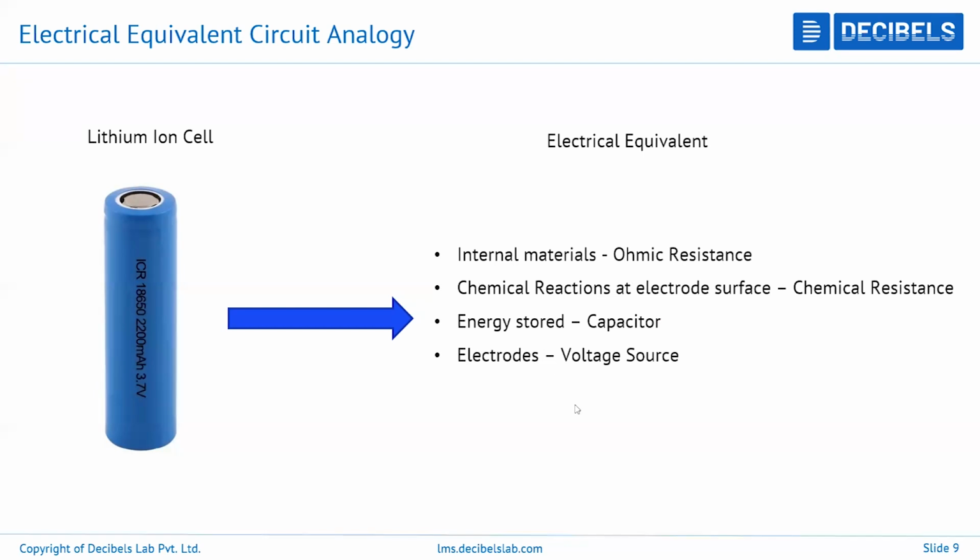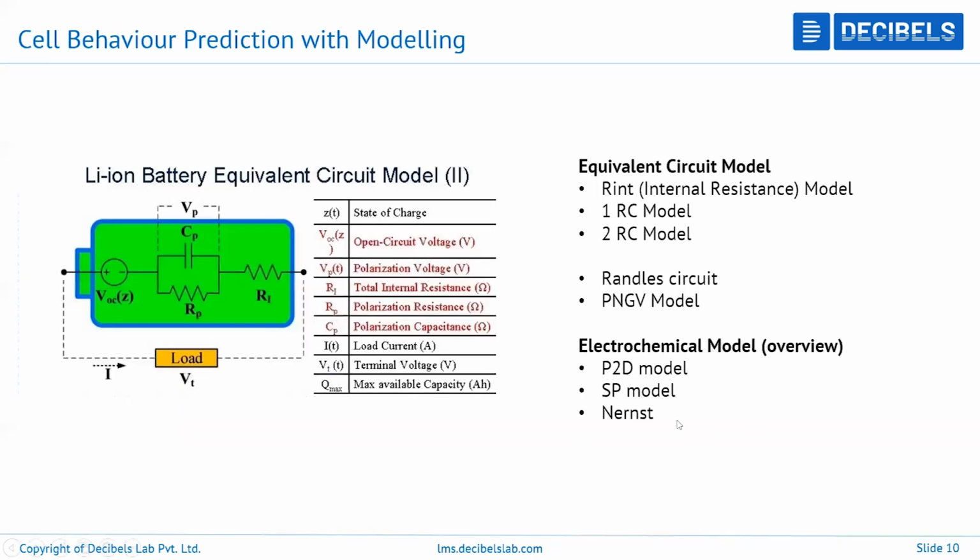In further slides we'll see bit by bit what the different electrical circuits are which can be used. As I discussed earlier, we'll try to understand the internal resistance or RINT model, and then also 1RC and 2RC. These are the three classifications of equivalent circuit model that we'll see. There are some other circuitry as well. I will not be going in depth into these, we'll just have an overview. The same goes for the electrochemical model: we'll just have an overview. We will not go in depth and explore the equations or the models. It is simply not possible in 1 hour. So this is the overview of what we are going to go through.